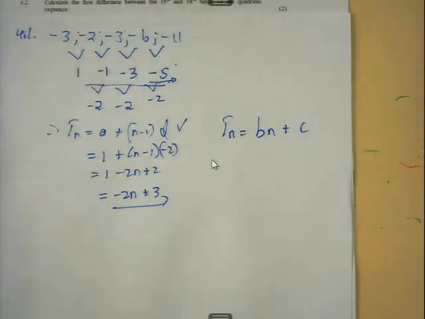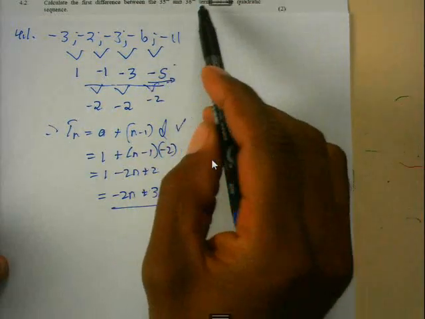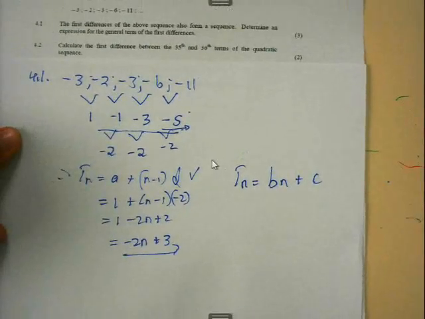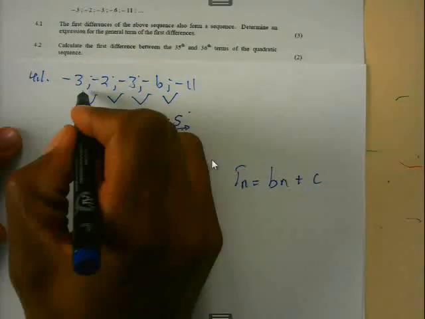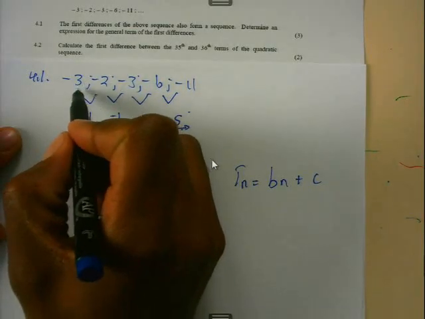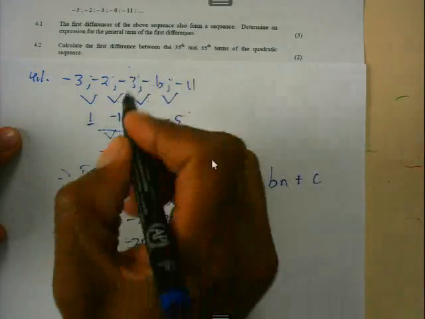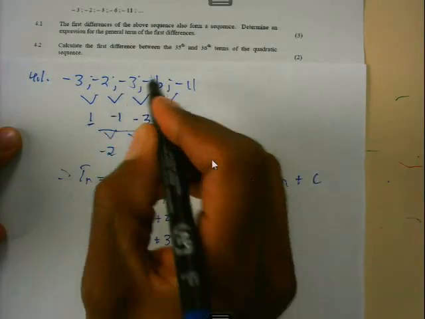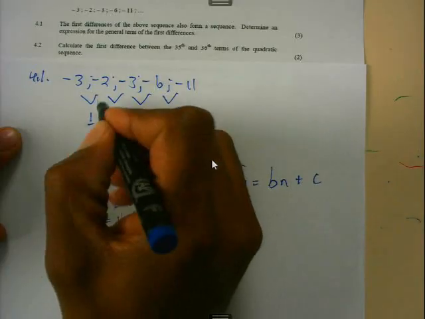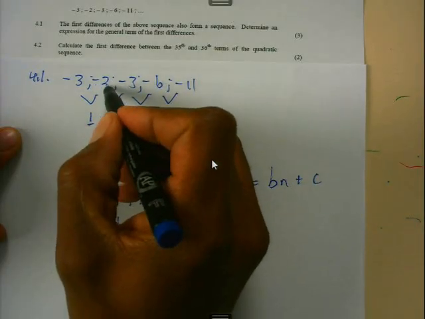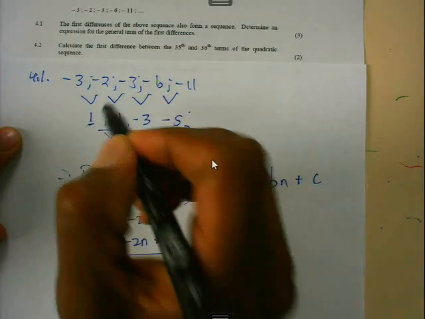Now they said 4.2 here. You calculated the first difference between the 35th and 36th terms of the quadratic sequence. You only need to determine the difference between the two terms. Let us go back to this one, boys and girls. Remember, 1 is the difference between -3 and -2, and -1 is the difference between the two. To get 1, we only take -2n plus 3.